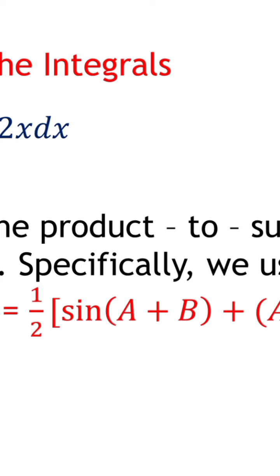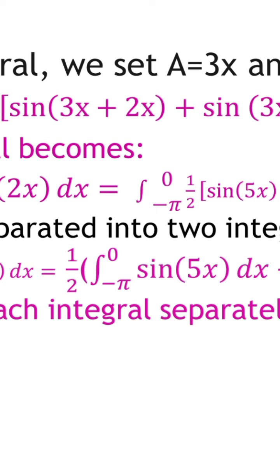Then second problem, evaluate the integral from negative pi to 0 of sine 3x cosine 2x dx. We can use the product to sum identities in trigonometry. Specifically, we use the identity sine a cosine b equals 1/2 times the quantity sine of (a plus b) plus sine of (a minus b). For our integral, we set a equals 3x and b equals 2x.